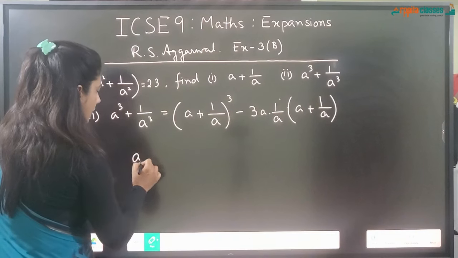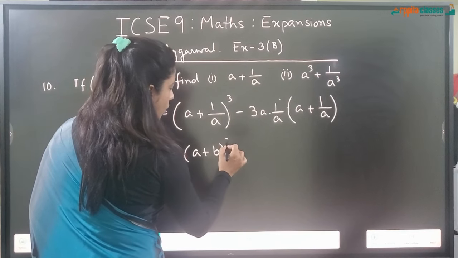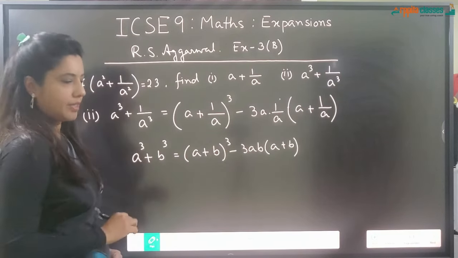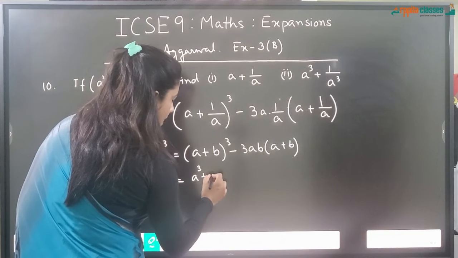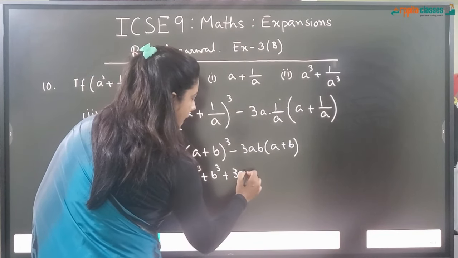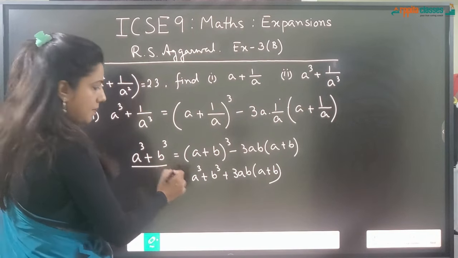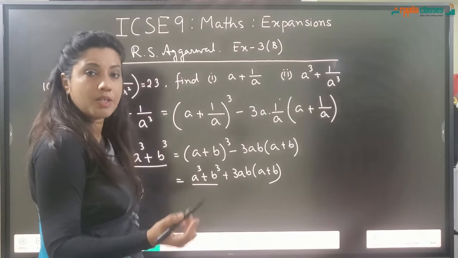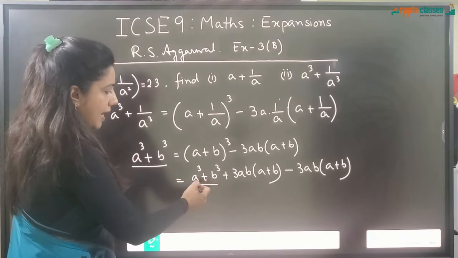Basically what is it? See, a cube plus b cube, the formula for that is a plus b whole cube minus 3ab into a plus b. Why is that so? Because when I write a plus b whole cube, I write a cube plus b cube plus 3ab into a plus b. Now in the left hand side I have only a cube plus b cube. Where plus 3ab into a plus b I am getting extra. So I am subtracting this part, 3ab into a plus b, so that this and this get cancelled and I get a cube plus b cube.